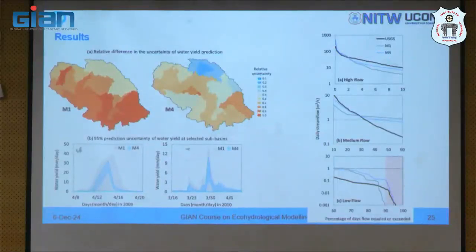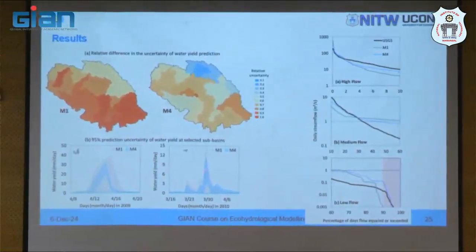In the high flow, as you can see here, compared to the USGS, your M4 is closer, and that close association increases in your medium and low flows. So, your low flows and medium flows started getting simulated much better, because probably the soil moisture simulations improved with the crop growth. Once the soil moisture simulation improves, it affects your lateral flow, your groundwater recharge, and your base flow conditions, and that is where your medium and low flows were getting improved, right?